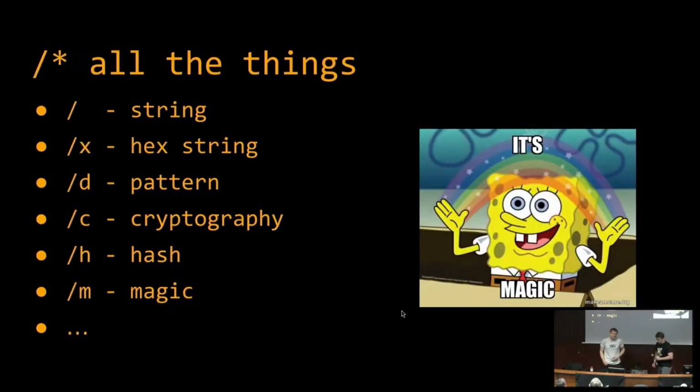So if you have used r2con, you figure out that you can search for a lot of different things: just strings, hex patterns. You can search if some hash digest matches some hash of a block in memory. You can search for magic constants in memory. But for this talk, we'll mainly concentrate on /C, meaning that we are searching for cryptography materials in memory or in a binary.